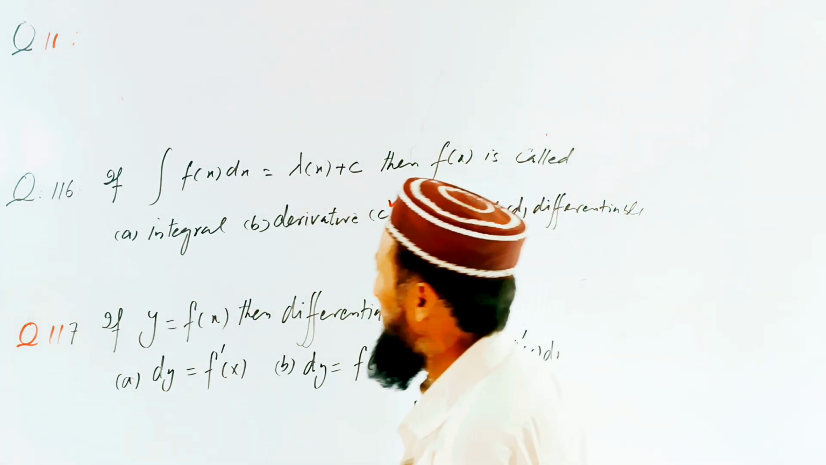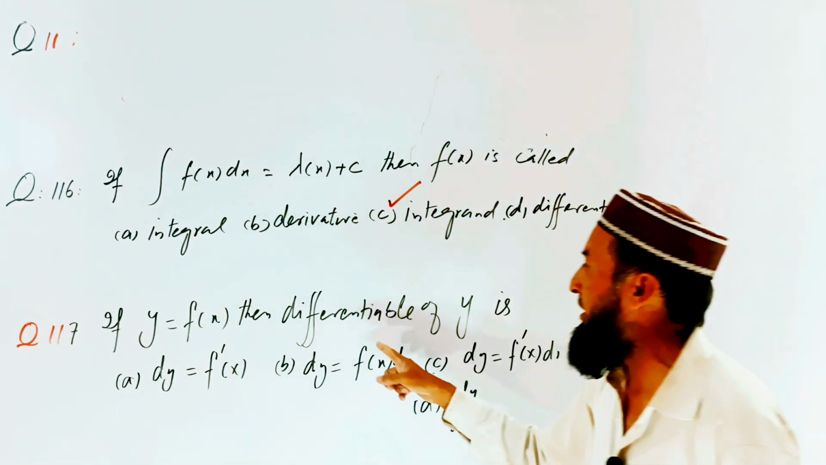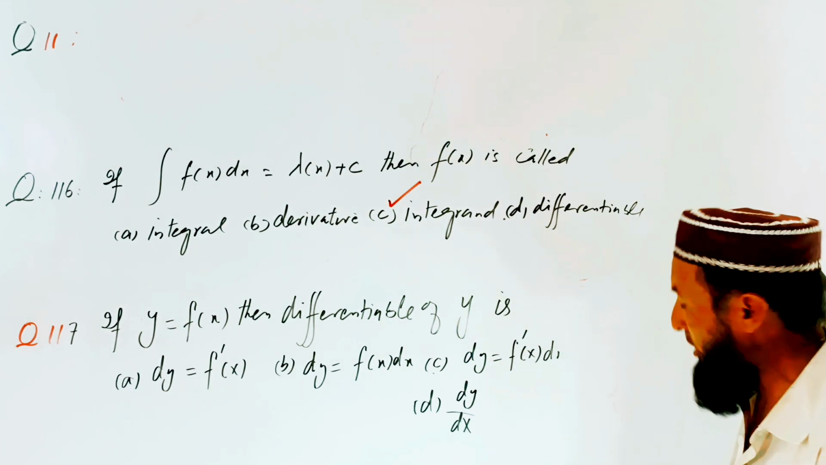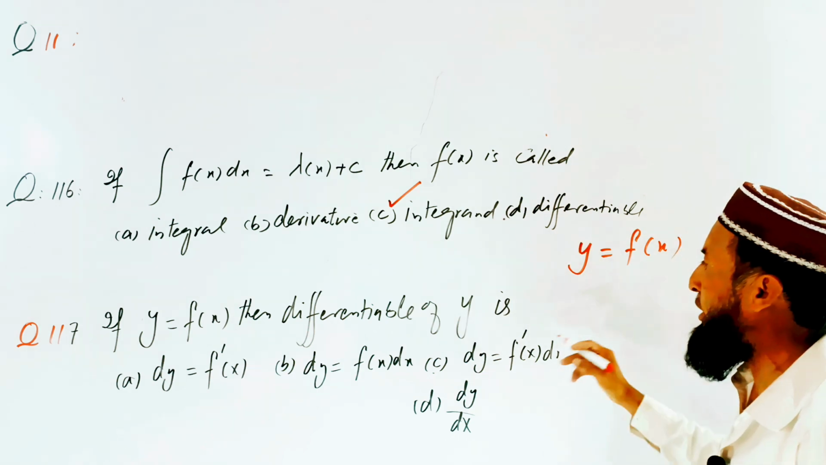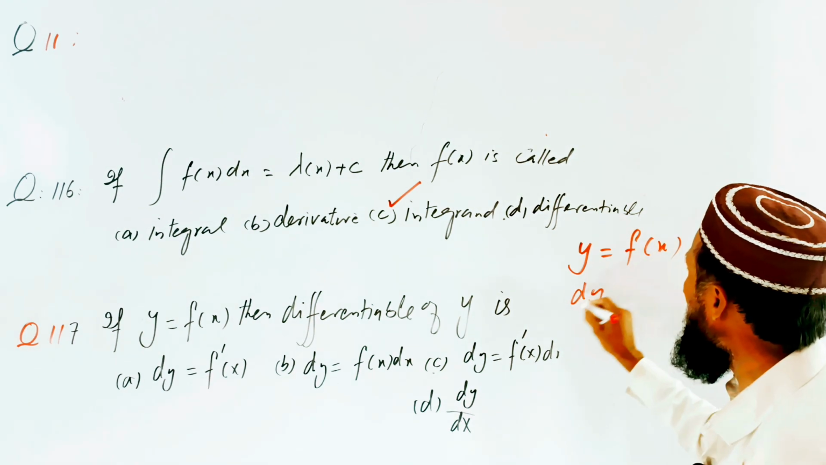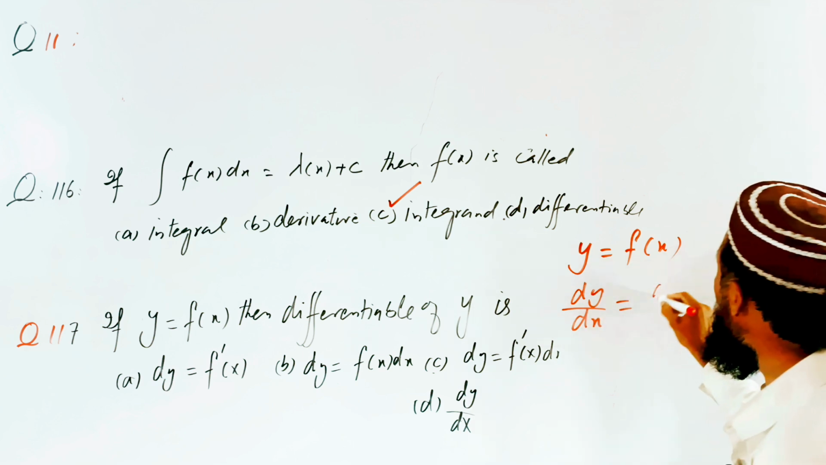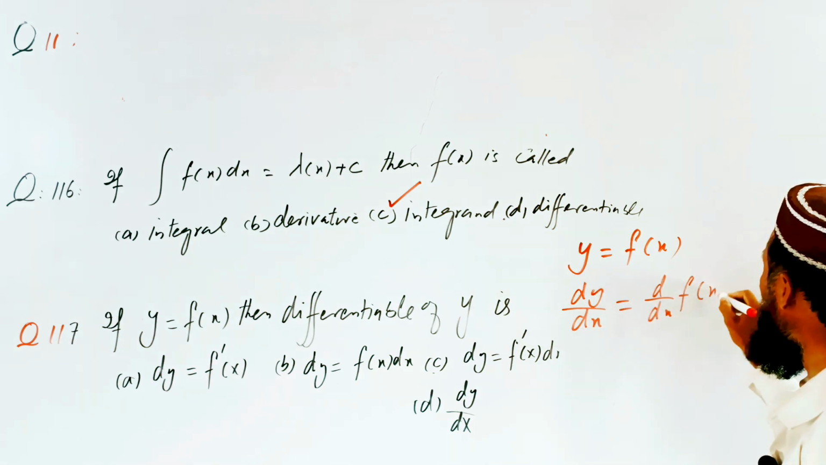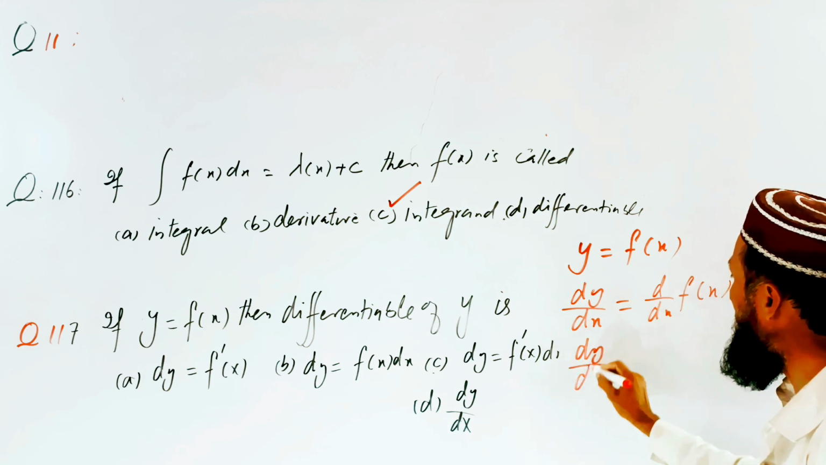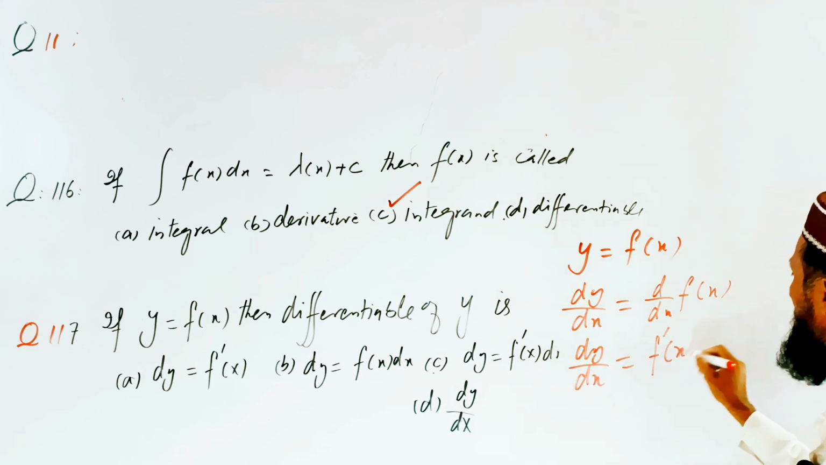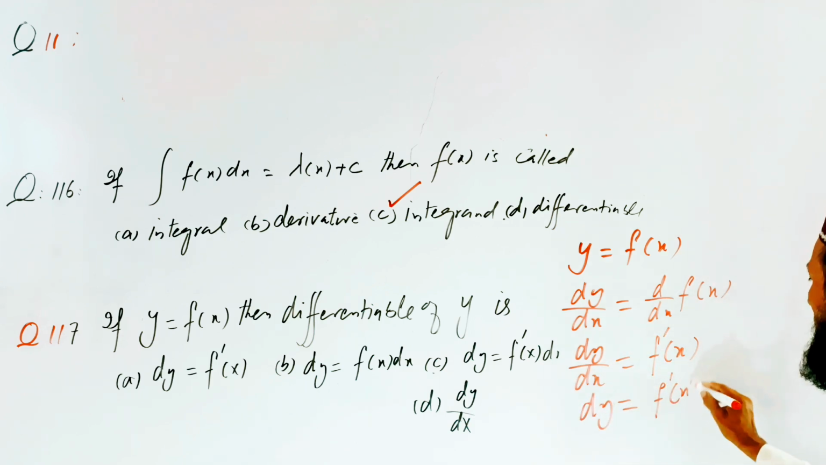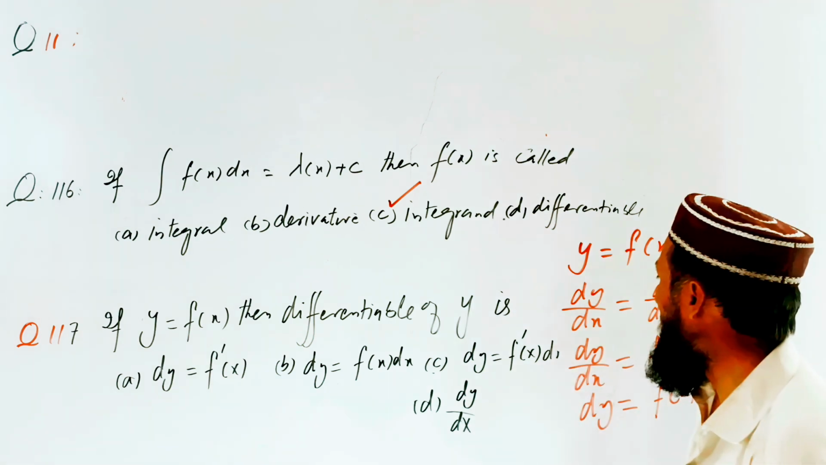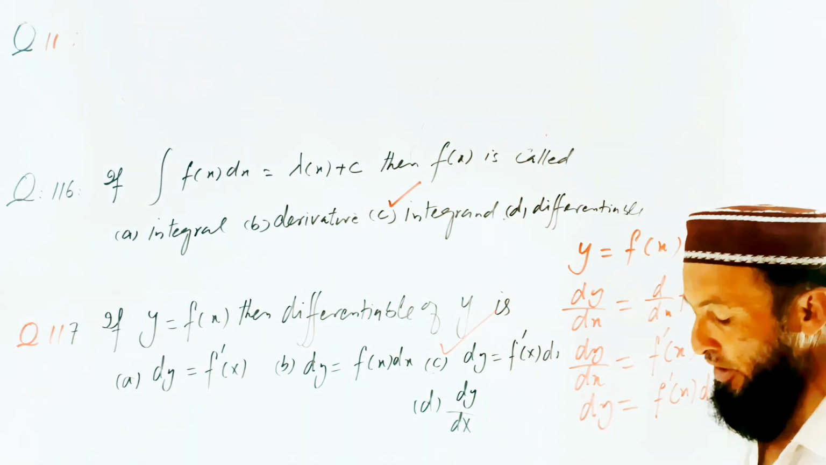Question number 117: if y is equal to f of x, then the differential of y is... Given y is equal to f of x, if we differentiate with respect to x, we can write dy by dx is equal to f dash x. Now we move dx across, so dy is equal to f dash x dx. Now this is called the differential of y. The correct option here is C.